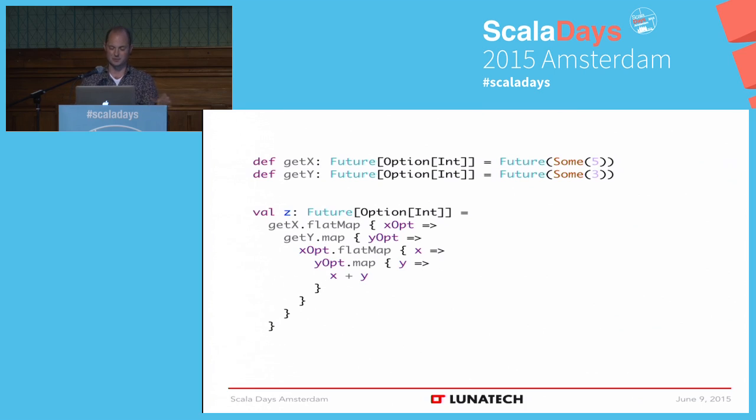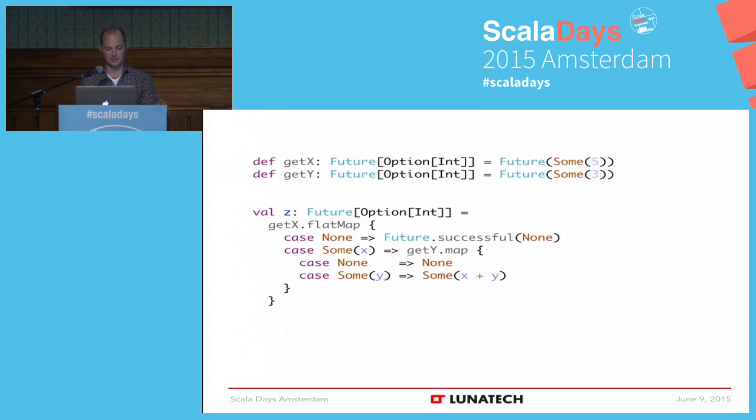You can slightly improve on this in an easy way by doing pattern matching immediately. So you can write it like this, and then you avoid mapping on the option because we immediately pattern match on the none or the some. That's the option.